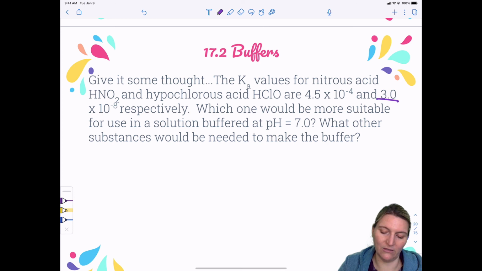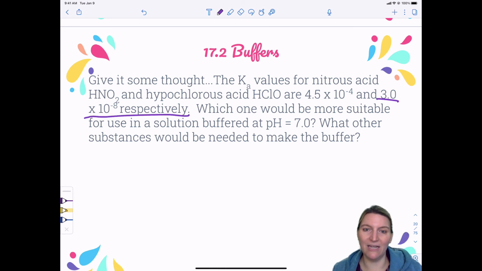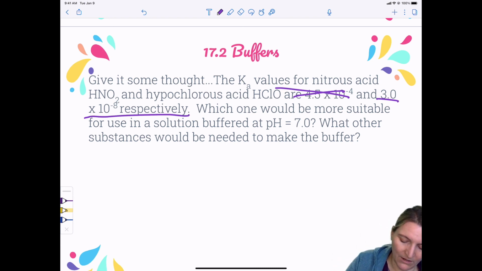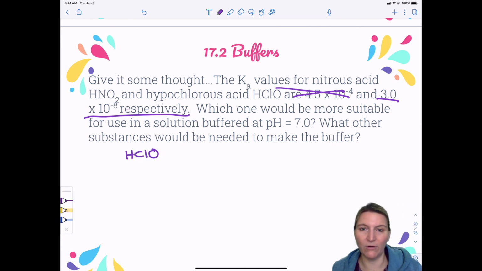Even without a calculator, I know that, this is why we teach you this, the negative log of 3.0 times 10 to the negative 8 is 7 point something. The negative log of 4.5 times 10 to the negative 4 is 3 point something. So this is not going to be useful if you need a buffer around pH 7. So I know I'm going to be using that second acid, the hypochlorous acid. So the first question, which one would be more suitable? That would of course be the HClO, the hypochlorous acid.